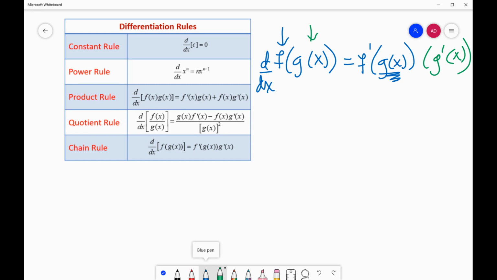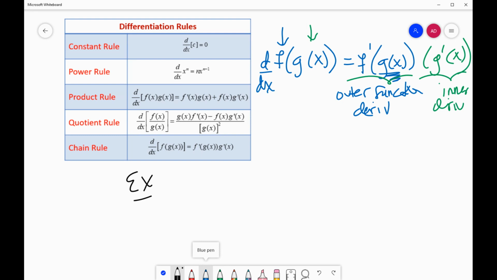Fair enough? So some people like to refer to this by saying it's the outer function's derivative. I know I'm sloppy, but you're probably used to that by now. And then this one is the inner derivative. Okay, and that's really what the chain rule is. And chain rule comes in all shapes and sizes, so let's kick out some examples.